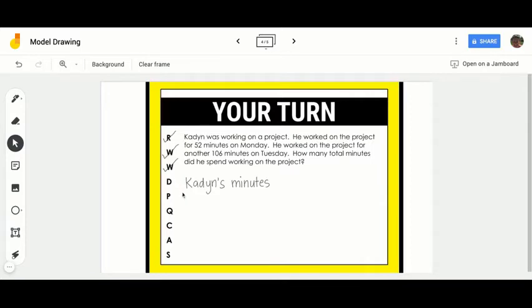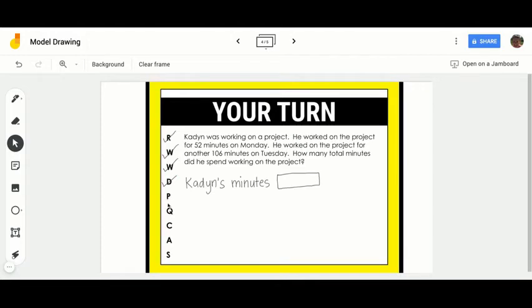All right, now that you have Caden's minutes written down, let's move on to the D. And remember, the D stands for draw. So go ahead and draw your rectangle for your unit bar. And we could check mark that.